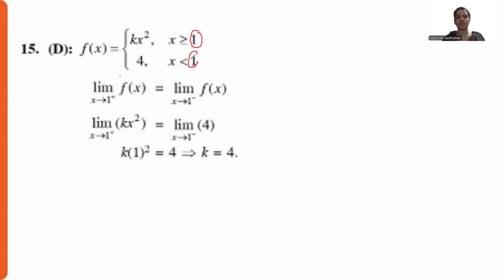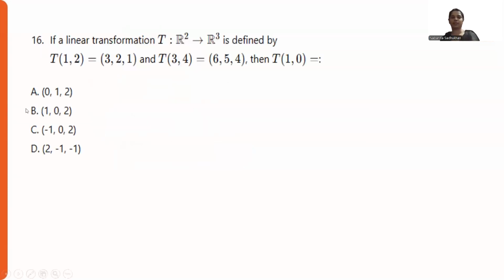If the function is continuous at the point 1, then simply we can say that the function is continuous on R. So in order to check whether the function is continuous at the point 1, we have to check whether the left limit and the right limit are equal or not. So we check that the left and right limits should be equal. From there, we can calculate and say that our k is going to be 4. So option D is going to be our correct option, right?